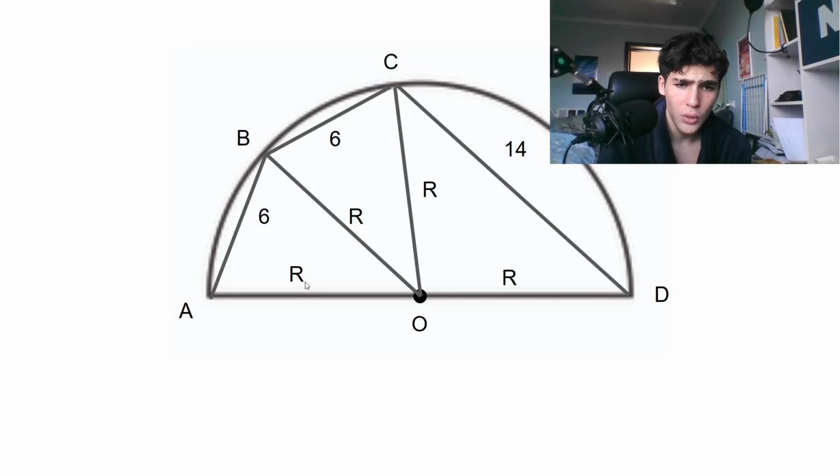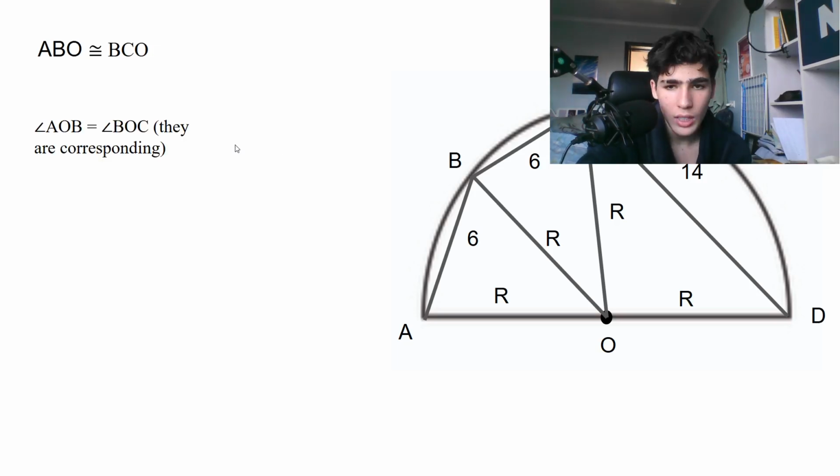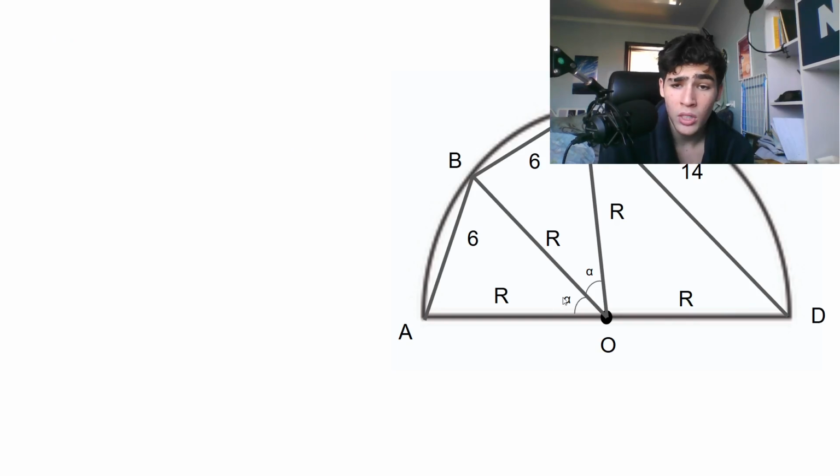First, what I see here is that triangle ABO is congruent to the small triangle BCO because they have congruent sides. So triangle ABO is congruent to triangle BCO by the side-side-side postulate. From this we can point out that angle AOB is congruent to angle BOC. Let's label these angles as alpha and alpha.